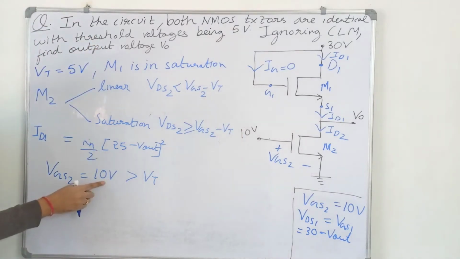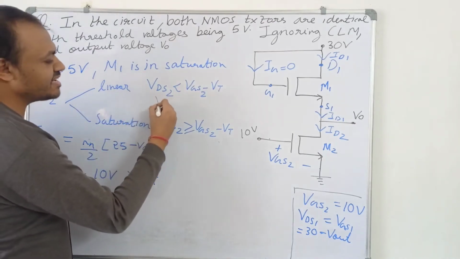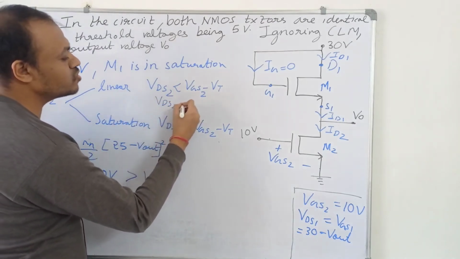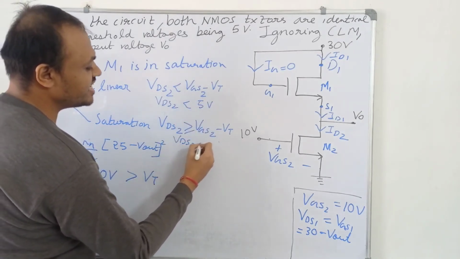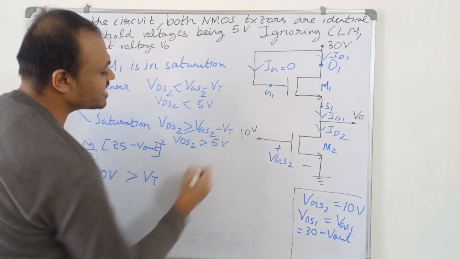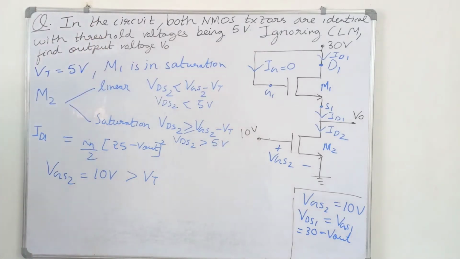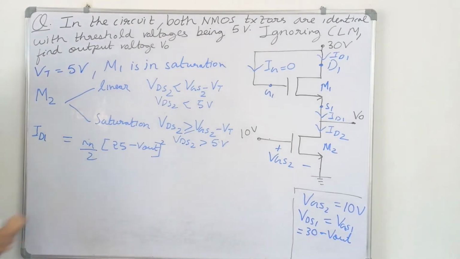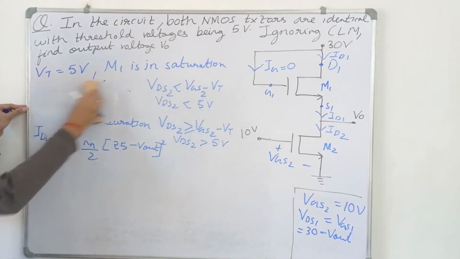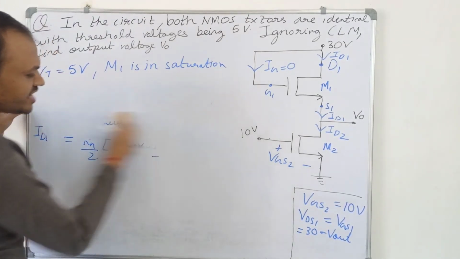VGS2 is 10 volt, VT is 5 volt. So for the linear region, the condition is VDS2 must be less than 5 volt, and for the saturation region, the condition is VDS2 must be greater than 5 volt. These are the conditions for M2 to be in saturation. So let us assume that M2 is in saturation.